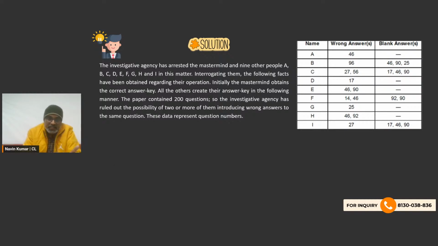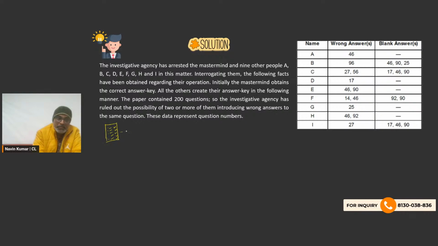So basically, it says that the investigative agency has arrested the mastermind and 9 other people. Okay. So let's consider a scenario where I am the mastermind. What I will do is I will generate a question paper where the answer to every question is correct. So all the questions are answered correctly.